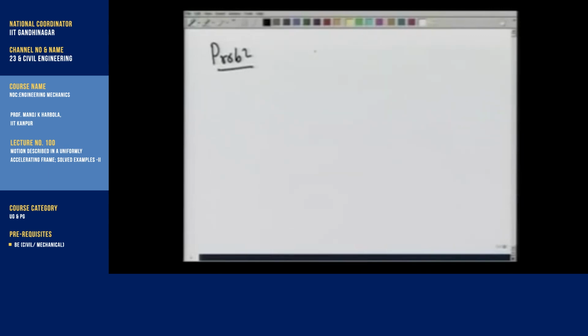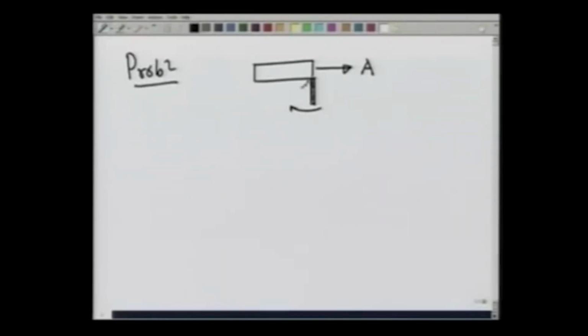Problem number 2. Suppose I have a car whose door is open at the right angle to the car, and suddenly the car accelerates to the right with an acceleration a. I want to find, as the door swings back, when it has swung by an angle theta, what is its angular speed.